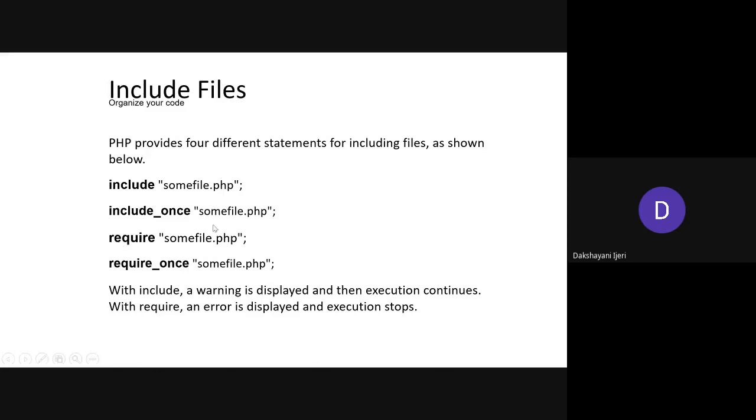Whereas in the case of the once variants, with include you are allowed to refer to a file as many times as you want, but with once it is going to allow you to refer to the file only once. Okay, so I hope it is clear to you.